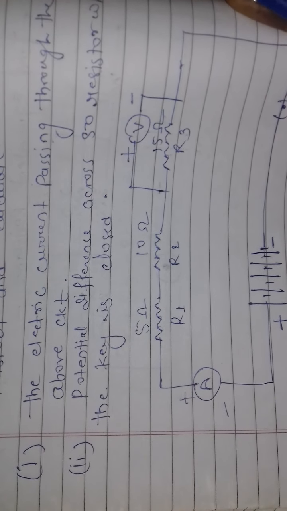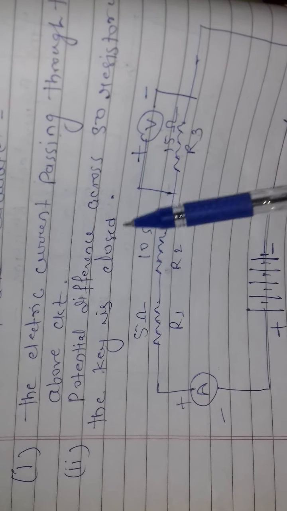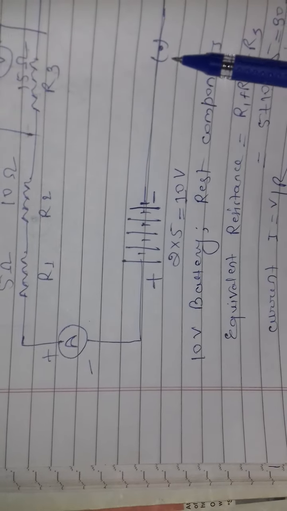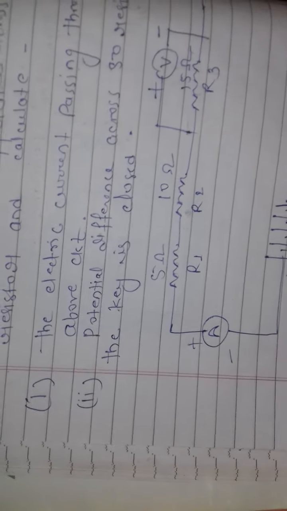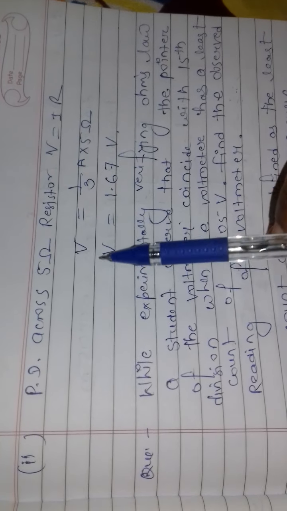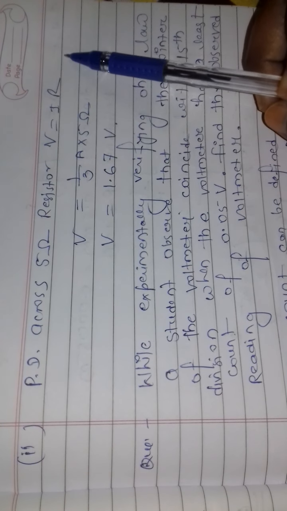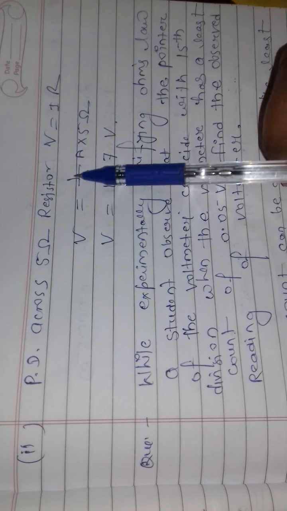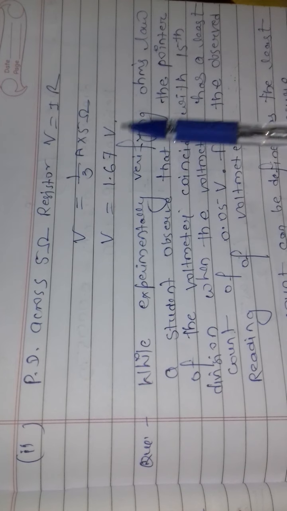Now see the second part. In the second we have to find the potential difference across the 5 ohm resistance when the key is closed. When we close this key, what will be the value of this voltmeter? So the potential difference across the 5 ohm resistor is V equal to IR. You already know the value of I and R. So V is equal to 1.67 volt.